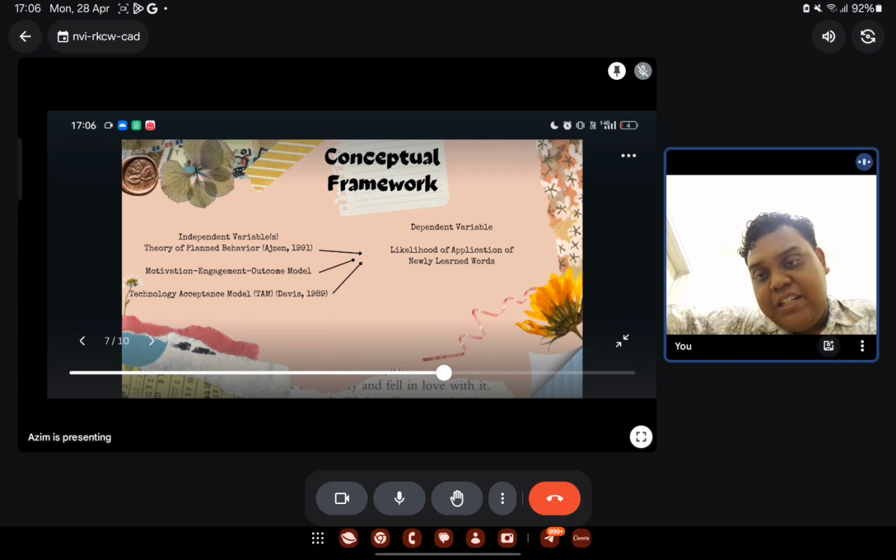And then last but not least, the technology acceptance model by Davis and Knight, which explains that technology is essential to the growth of education. Technology acceptance models argue that technology is very much needed in education, not just inside the classroom, but also outside the classroom. In this context, we are talking about the outside classroom. And then the dependent variable, which is the likelihood of application of learned words, is very much interlinked with these three theories.